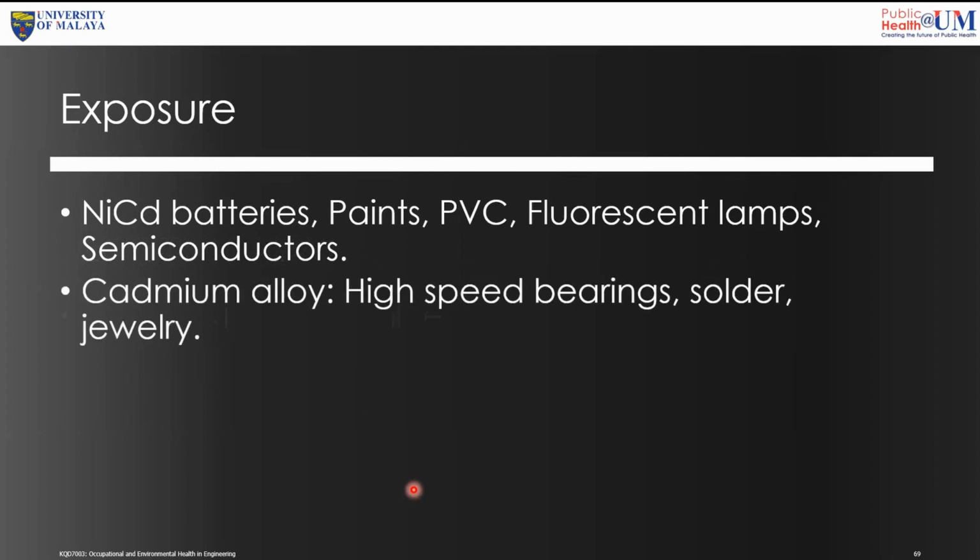So nickel is basically a useful metal. It's used for nickel cadmium. We used to use nickel cadmium, but now we use more lithium ion than nickel cadmium. Nickel cadmium is a nickel battery. Cadmium is used in paint, also in PVC, polyvinyl chloride, as one of the additives, in fluorescent lamps, and in the semiconductor industry. Cadmium alloy is used in high-speed bearings, solder and jewelries, and cadmium is also used in phosphate and as a fertilizer.